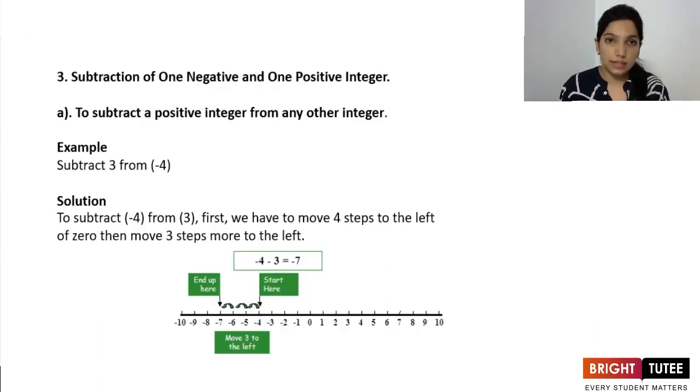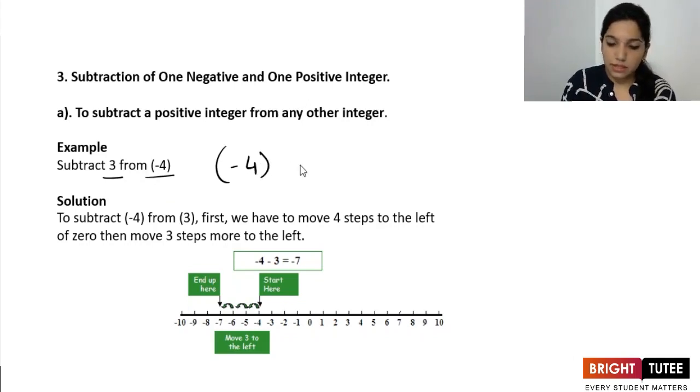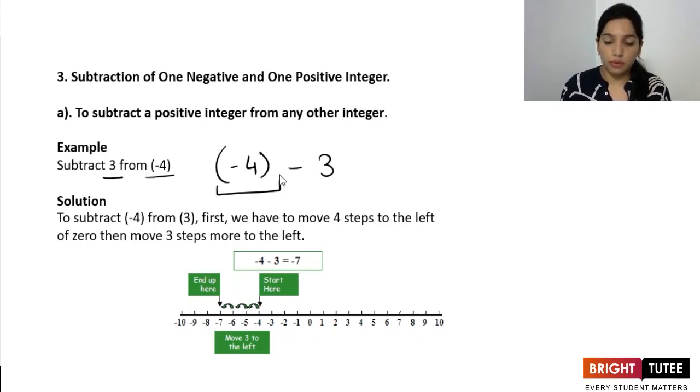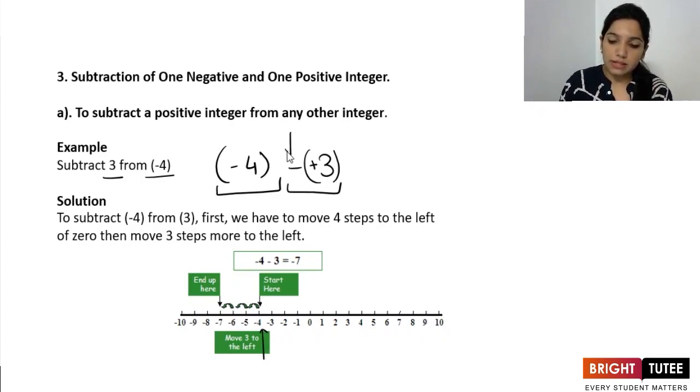So let's see this one. Subtraction of a negative number and a positive number. Say we have to subtract 3 from minus 4. So how do we write? Minus 4 minus 3. So we are supposed to start from minus 4, right? So we'll reach at minus 4 here. And because it says minus 3, that is minus of plus 3, what do we do? Because it's a minus sign, we need to move to the left. And plus sign doesn't put any interruption in our movement. So we'll simply move to the left.